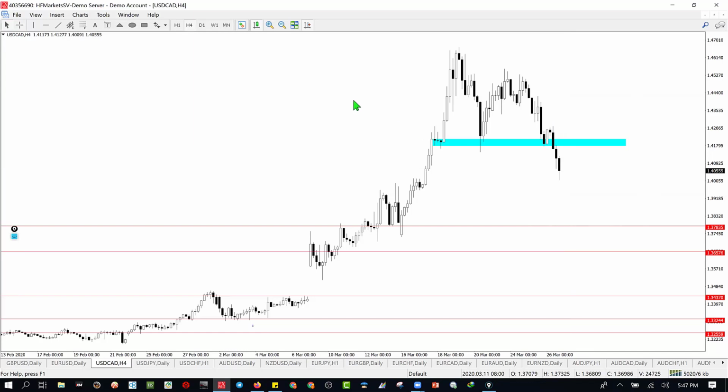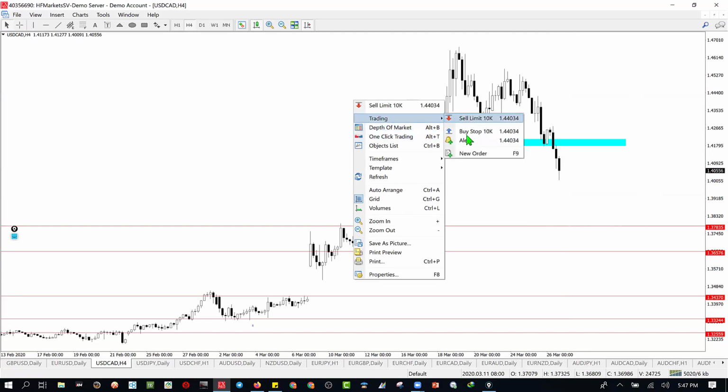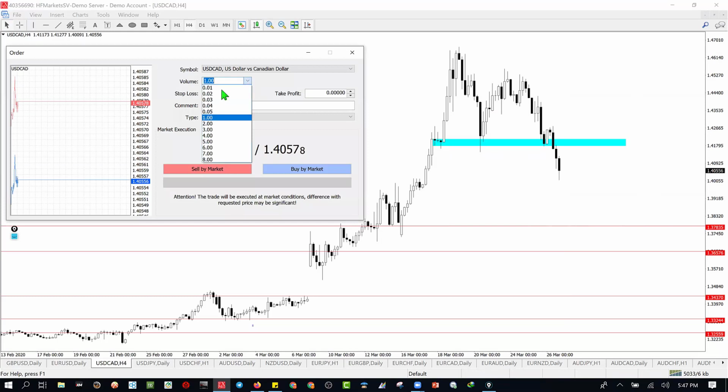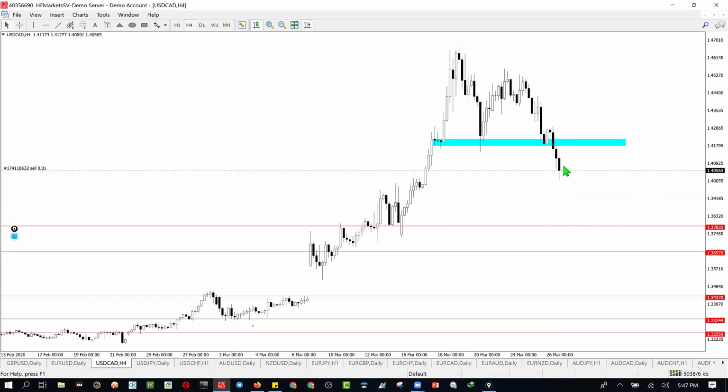Let's practicalize it. Just click on trading, new order, and instead of 0.01, I want to sell right here. Sell. I move my stop loss from this region to right here. You can see the risk right now. I can see minus 15.68. Ah, okay, you can see.